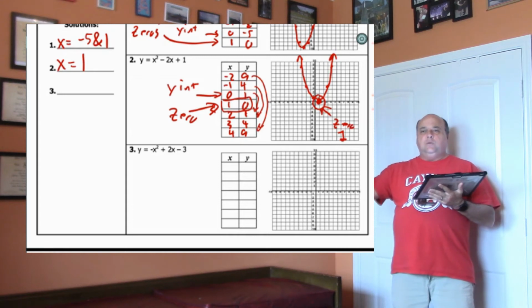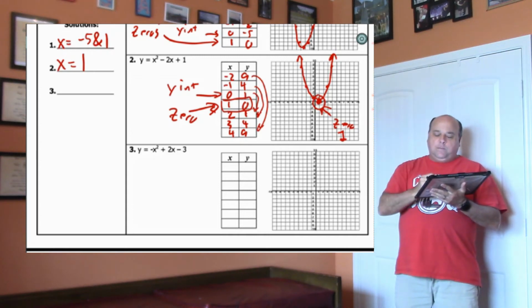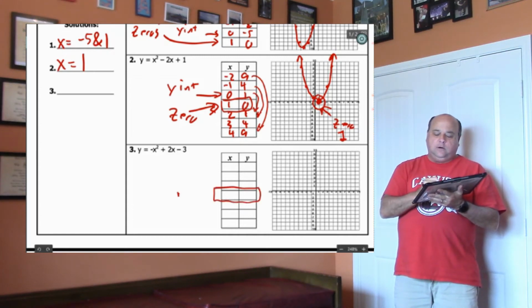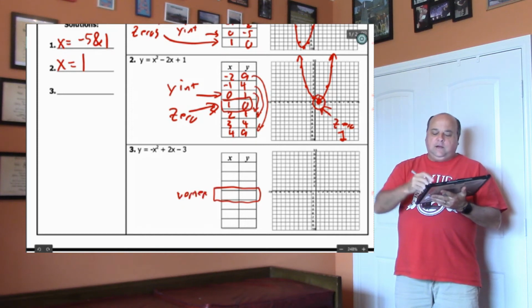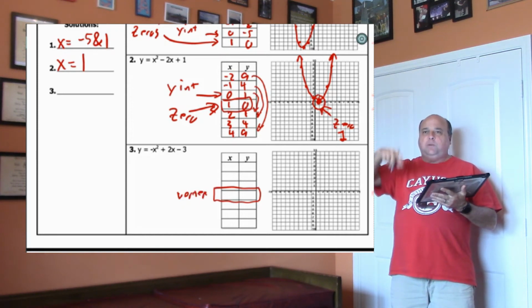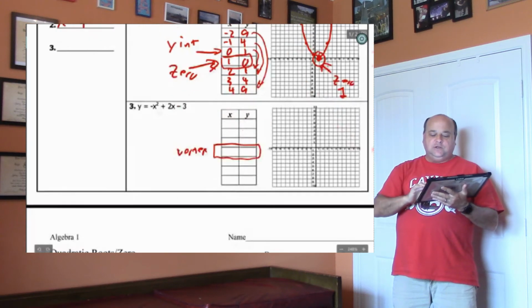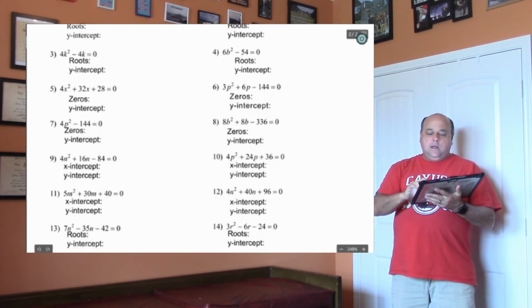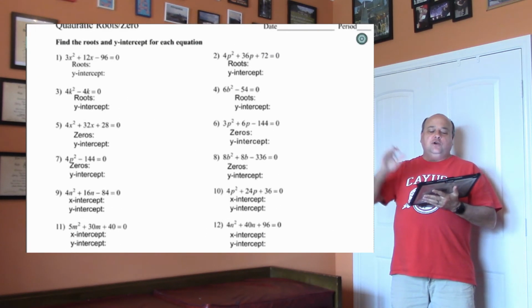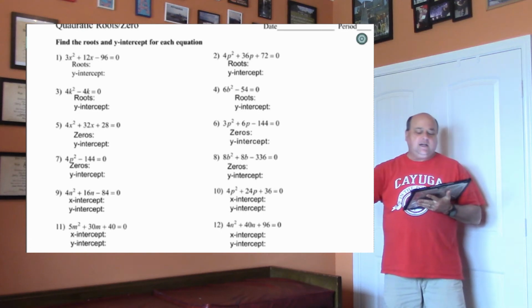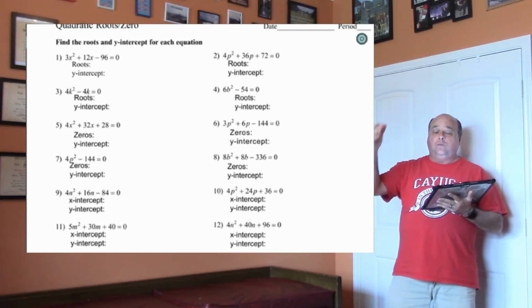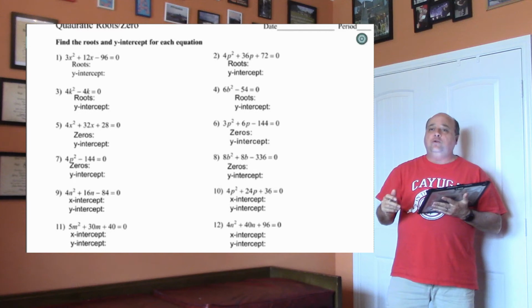I'll let you do the next one on your own. It's going to flip, right? Remember, you'll put your vertex right here, and then put 3 points above, 3 points below. Get it from the table. Find your zeros, okay? Okay, now then on this one right here, you're just going to graph and find the x-intercept, or find the roots and the y-intercept. That's all you have to do.